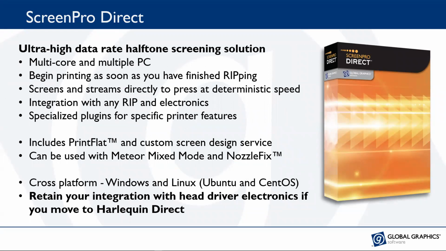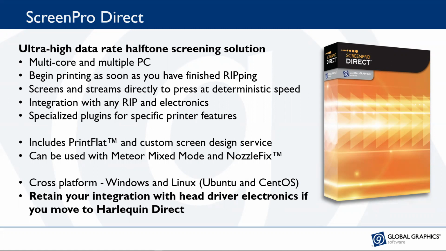Let's now see a summary of all features and benefits of ScreenPro Direct, the ultra-high data rate half-tone screening solution. It's multi-core and multiple PC and can be configured in many ways. You can run all colors on a single PC, one color per PC, a group of colors across an arrangement of PCs. The ScreenPro Direct pipeline is also very configurable, allowing you to tune how many threads each plugin in the pipeline is allowed. Configuring the number of threads allocated to ScreenPro Direct can also allow multiple programs to run on the same PC simultaneously. For example, drivers for electronics or third-party RIPs.